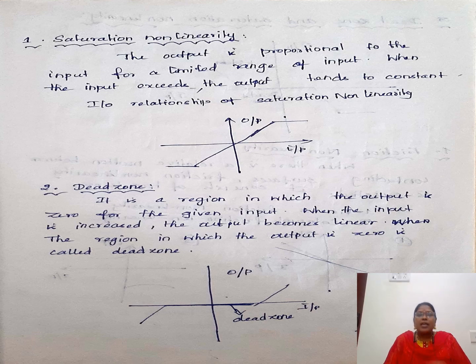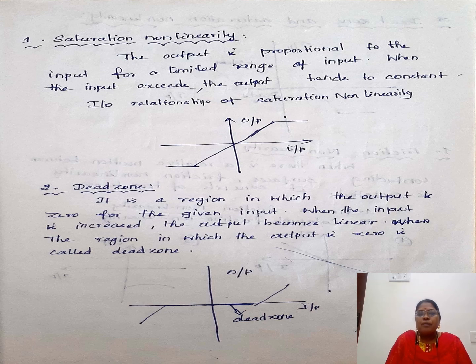The first one is the saturation nonlinearity. Here in saturation nonlinearity, this is the input and this is the output. The output is proportional to the input only up to a certain range; within this range, the input and the output are linear. Afterwards, the output remains constant. So this we call saturation nonlinearity. This is the input-output relationship of saturation nonlinearity.